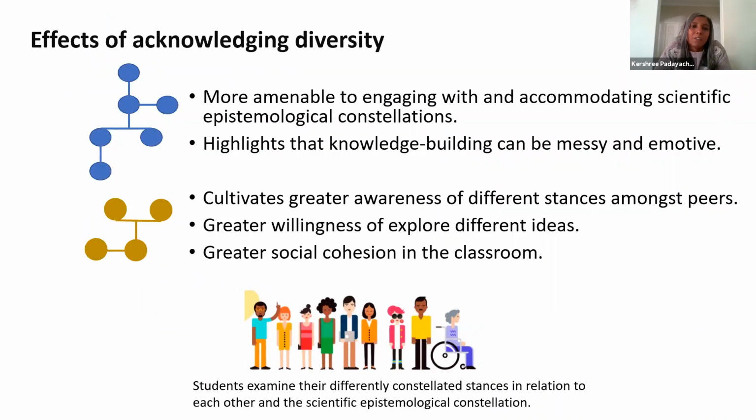So the effects of acknowledging diversity is that it basically makes students more amenable to engaging with and accommodating the scientific epistemological constellations, because we are explicit about the fact that we know that there are these other constellations that can exist and that do exist. But what we're choosing to do is to foreground a particular constellation within the context of the course. And it also highlights, particularly in the conversation we have following the survey, that knowledge building can be messy and it can be emotional as well.